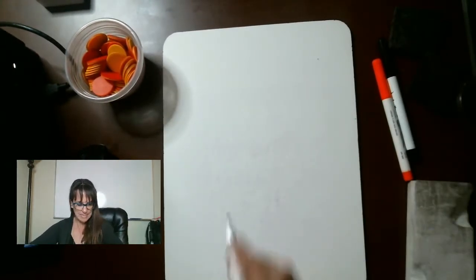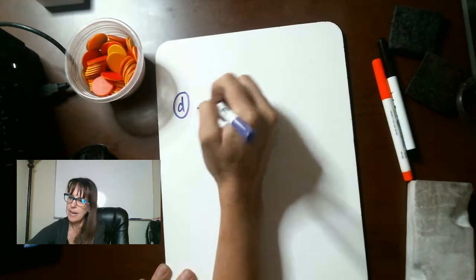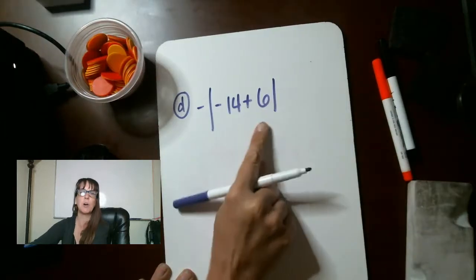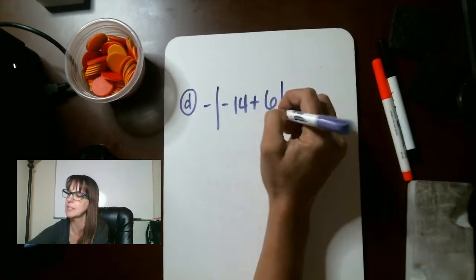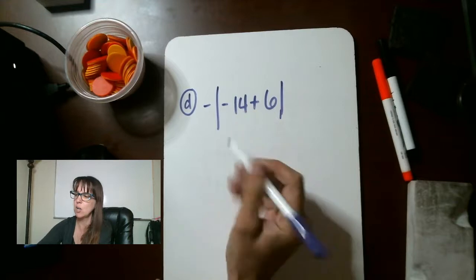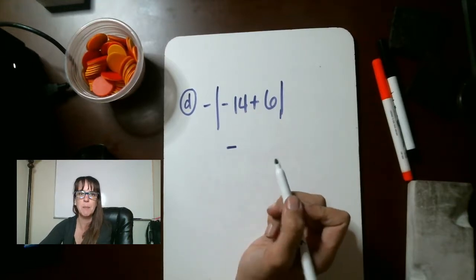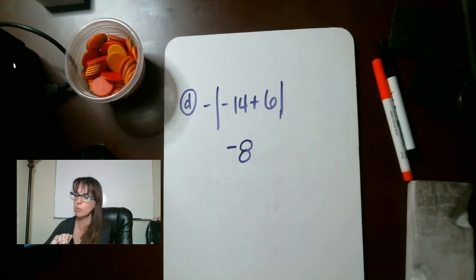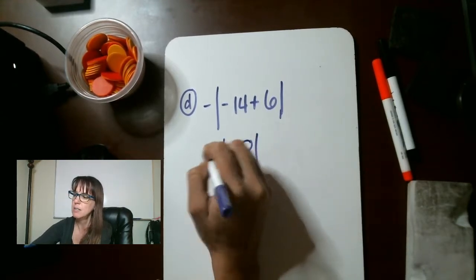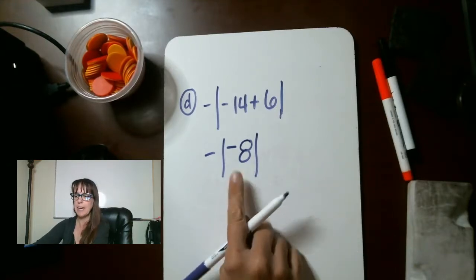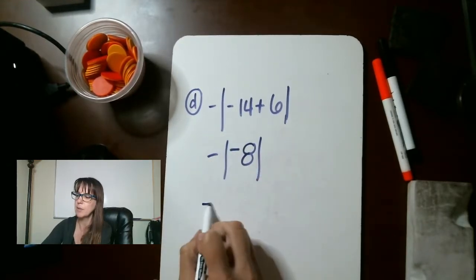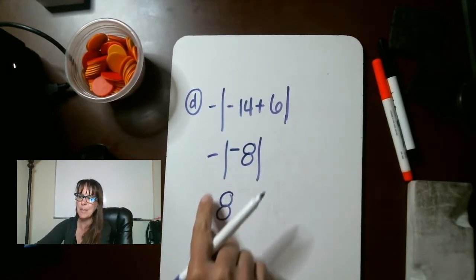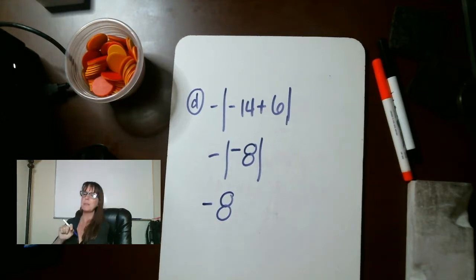All right, for D, negative absolute value, -14 plus 6. Let's do the inside part first, because like I said, we treat these like parentheses. Which team is larger? Looks like it's our negative team. By how many? Well, looks like there's 8 more on the negative team than there are on the positive team. The absolute value of -8, and so I brought everything else down, right? The absolute value of -8 is +8, but we still have to slap that negative on the outside. So our answer is actually going to be -8.